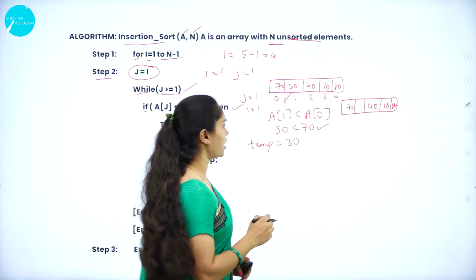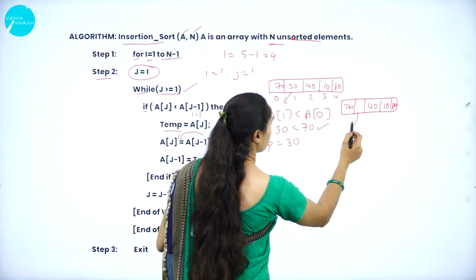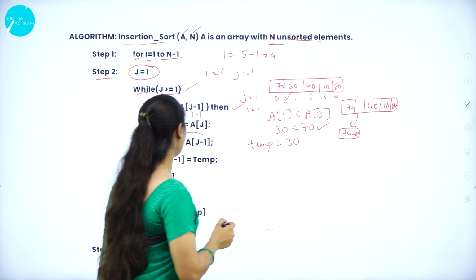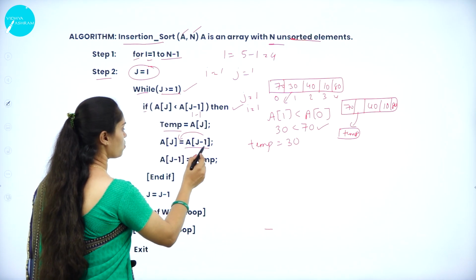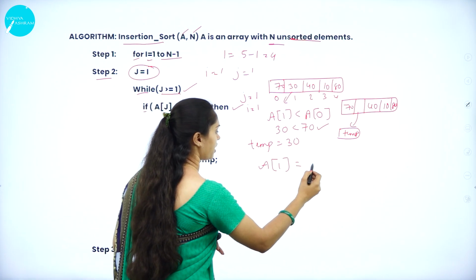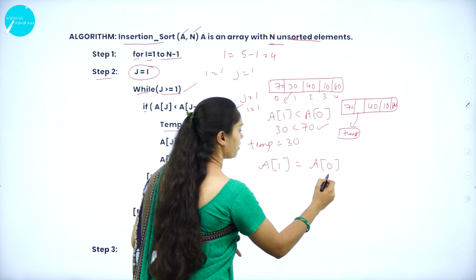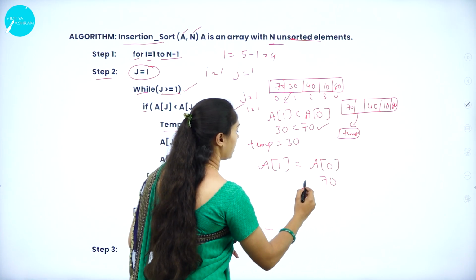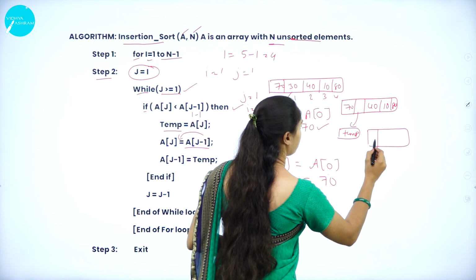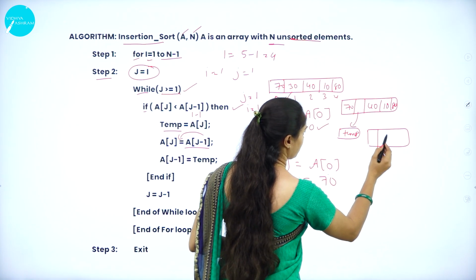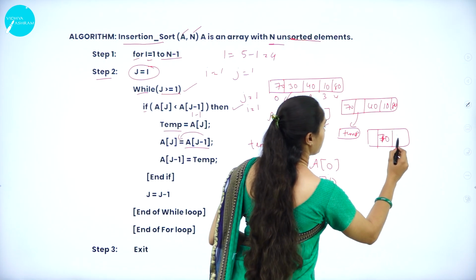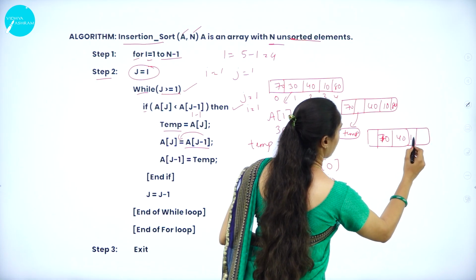Whatever the value is there in a of j comes out of the box and will be stored in the temporary variable. And now I can copy the content of a of j minus 1 to a of j. That means a of j is a of 1 and a of j minus 1 is a of 0. So whatever the content is there in a of 0, that is 70, will be copied to a of 1. So in the next iteration, it will be like this: the first position becomes vacant and this 70 will be moved to the a of 1 position, and it becomes 40, 10 and 80.